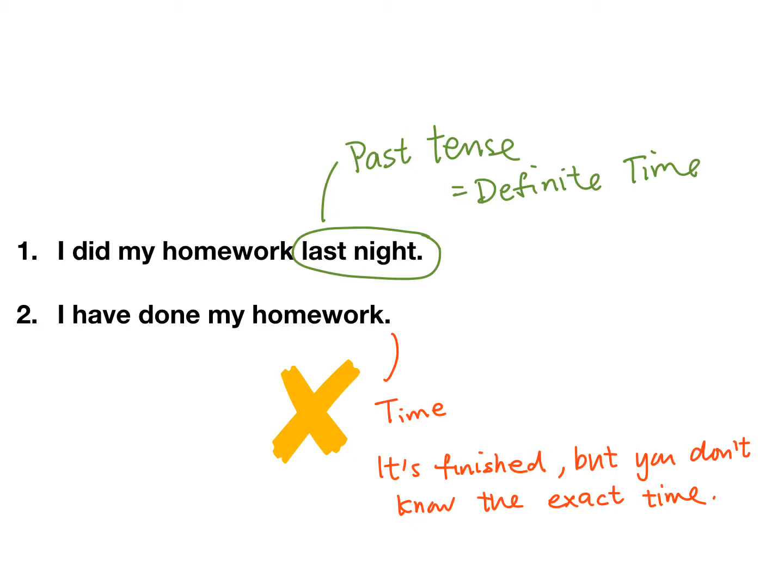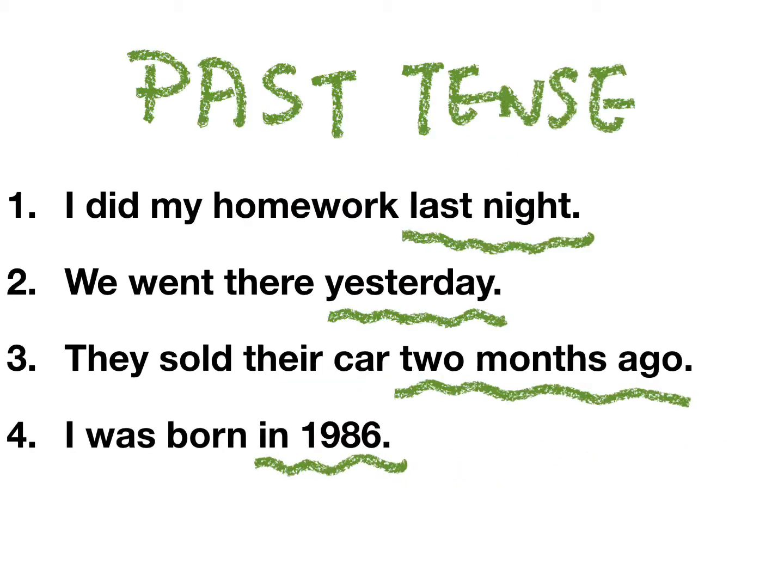So there may not be an exact finishing time in present perfect tense. Therefore, if you see an exact time, a definite time for a past action, normally we can consider that as simple past tense. I did my homework last night. We went there yesterday. They sold their car 2 months ago.